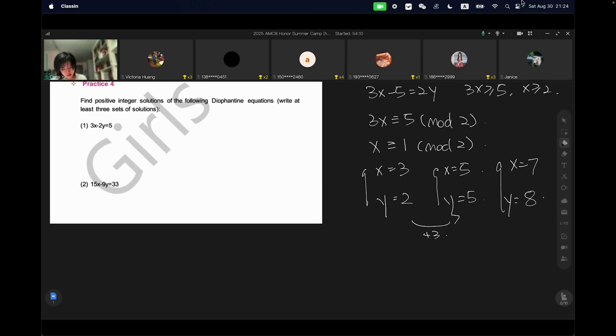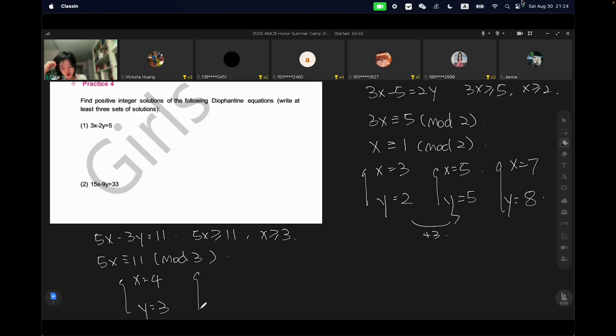Next one, 15x minus 9y equals 33. By simplifying this equation, we have 5x minus 3y equals 11. So 5x is going to be congruent to 11 mod 3, using the same logic that we used before. And we know that 5x, again, is going to be larger than or equal to 11, and x is larger than or equal to 3. So therefore, the first solution that we have would be x equal to 4. If we plug it back into the equation, we have 60 minus 9y equals 33, 9y equals 27, and y equals 3.